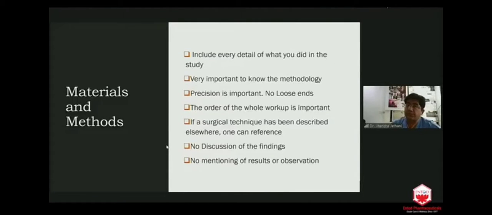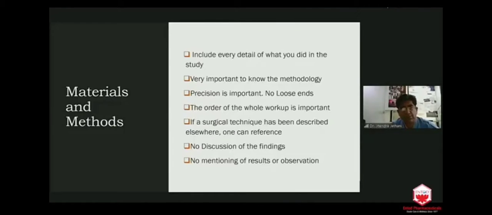I personally think, as a reviewer also, that materials and methods is extremely important. It has to be very precise, because most of the reviewers can find holes in your study only when they read materials and methods. And most of the reviewers are just looking at whether the materials and methods is concrete or not. It is very important that you write every single detail, and you have to be very precise when you write your methodology. And this can be done only when you have already made a protocol.